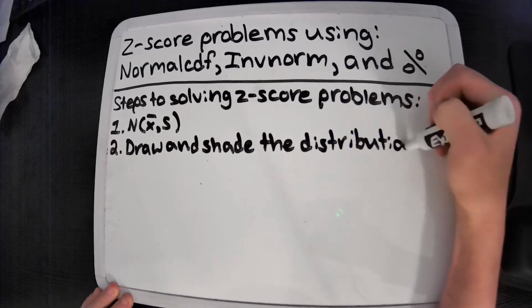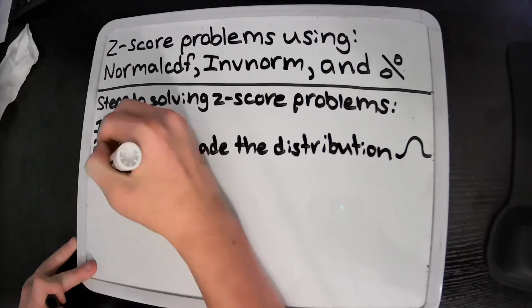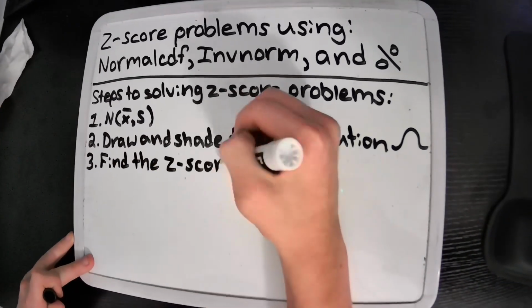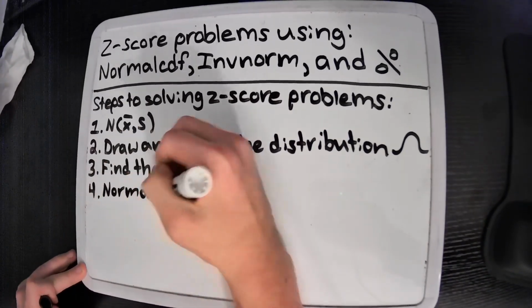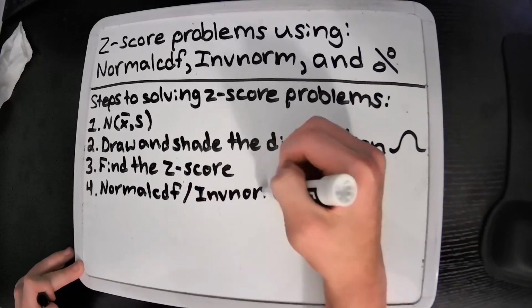Step 2 is to draw and shade the distribution curve. Step 3 is to find the z-score. And step 4 is to use normal CDF or inverse norm to find the final answer.